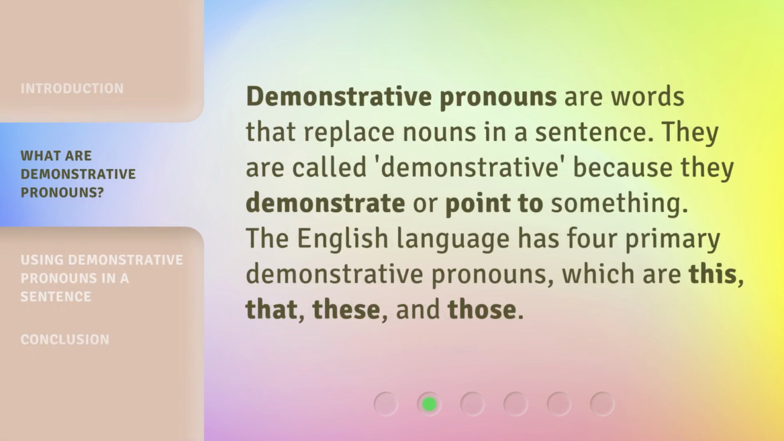Demonstrative pronouns are words that replace nouns in a sentence. They are called demonstrative because they demonstrate or point to something. The English language has four primary demonstrative pronouns, which are this, that, these, and those.